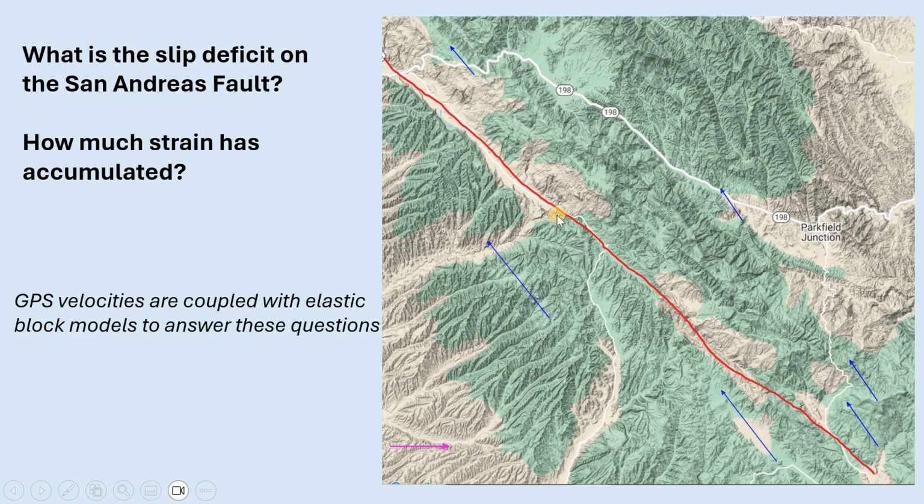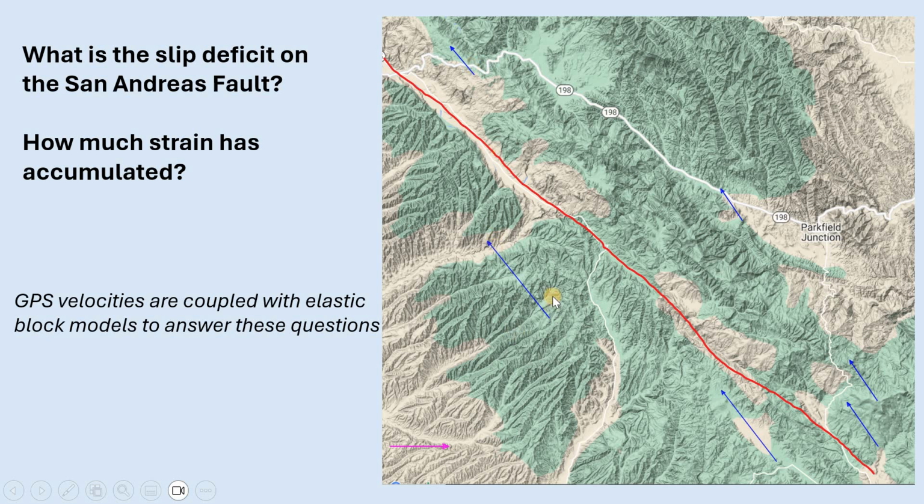So just to illustrate that, I've got this example here of the San Andreas Fault. That's the red line running down again near the Parkfield section. And each of these blue arrows shows a measured GPS velocity, essentially relative to a stable North America reference frame. And what we see indeed is that the west side of the San Andreas is moving northward a lot faster than the east side of the San Andreas.